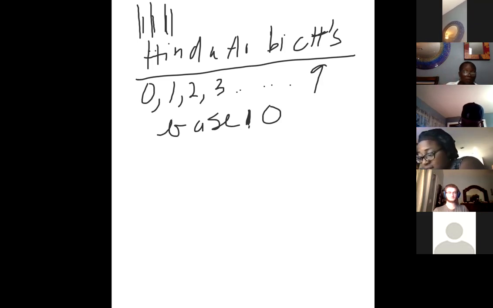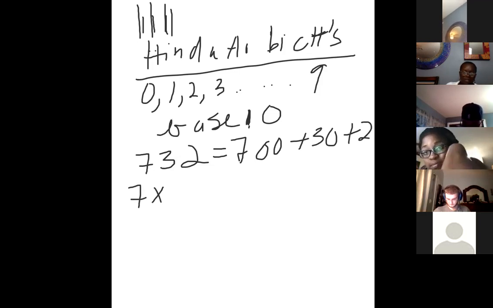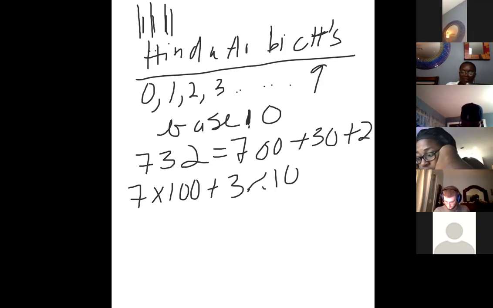For example, guys, if we were writing the number 732, 732 is made up of 700 plus 30 plus 2. Now, if we're using base 10 to write this, the 700 is made up of 7 times 100. And then the 30 is made up of 3 times 10. And then, of course, you have your 2.